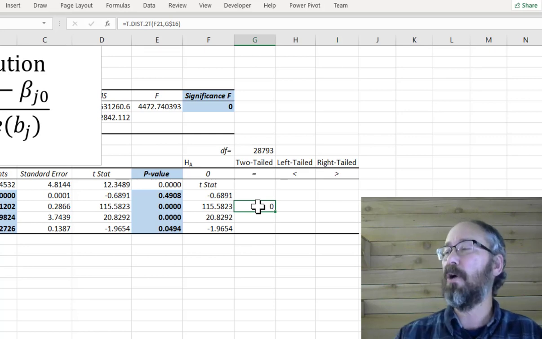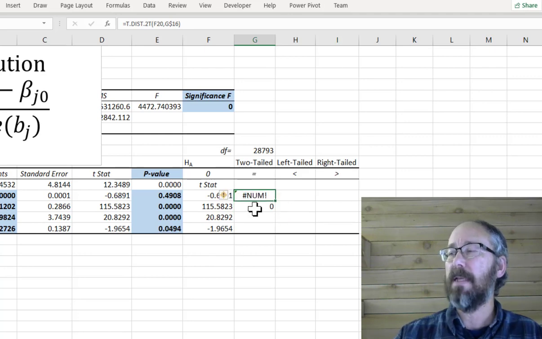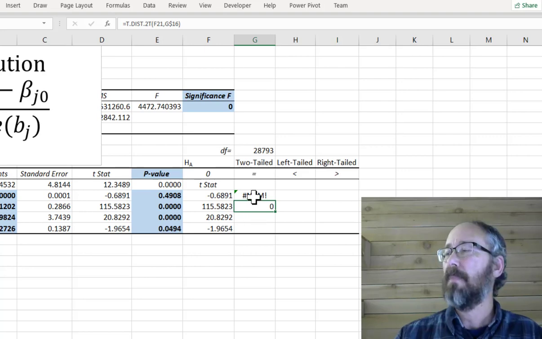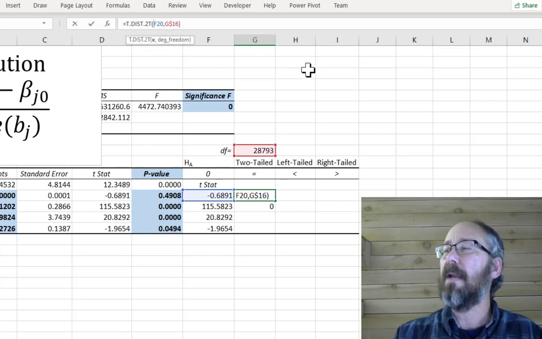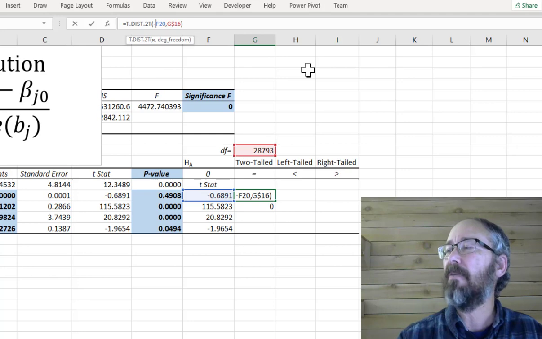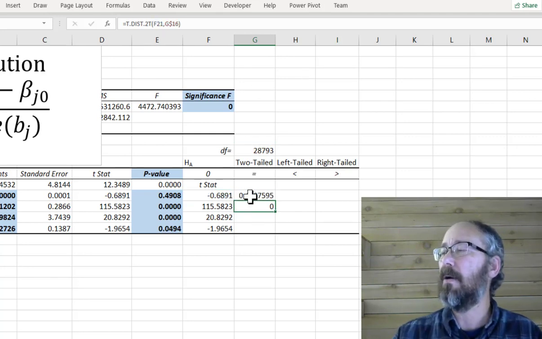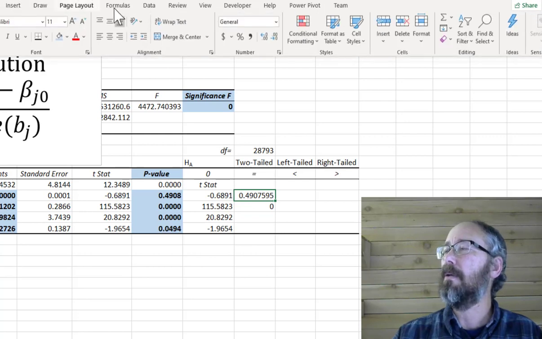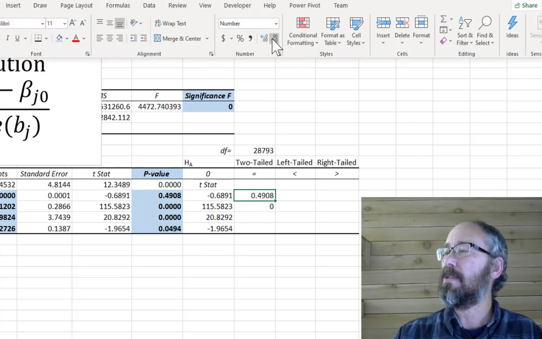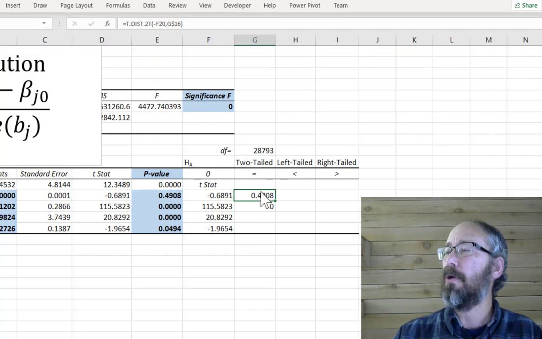But here's what I want to show. When I drag it up, watch what happens. I get this error, right? Now, why would I get an error? Why would it not just match this 4908? Well, the problem is that this formula expects a positive value for the t-stat. So if the t-stat is negative, I have to make it positive by putting a negative sign there. And I can change the number of decimal places so it matches. So notice I have 0.4908, 0.4908.